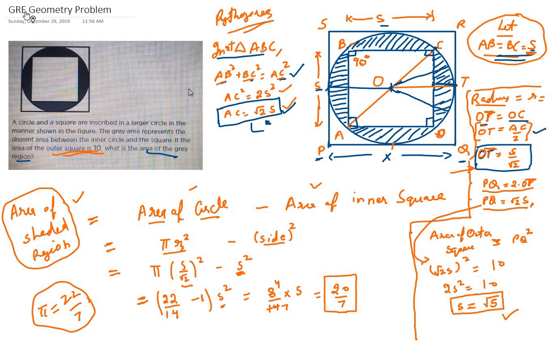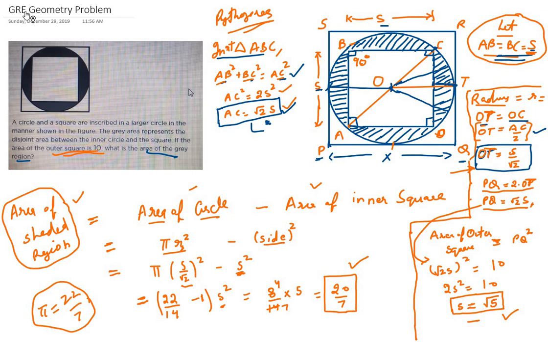It's 14 because under root 2 square is 2, so 7 times 2 is 14. So it comes out to be 22 by 14 minus 1, into S square. S we found out from here to be under root 5. We put the value of S here and we get the answer for the area of the shaded region, which is 20 by 7.